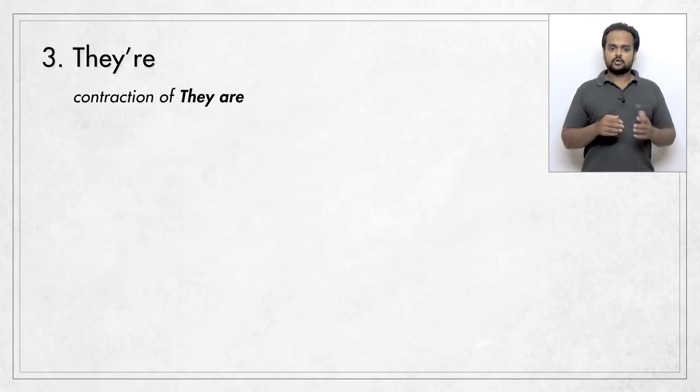Okay, let's now move on to the last word, there, spelled T-H-E-Y apostrophe R-E. The apostrophe should tell you immediately that this is a contraction. That is, we have shortened and combined 2 words, which are they and are. This form is used in 2 ways.